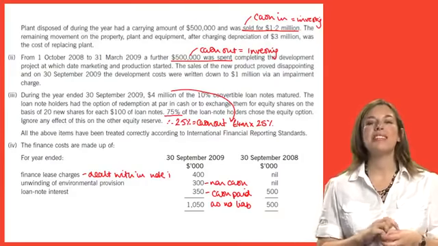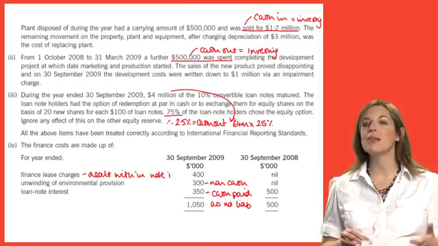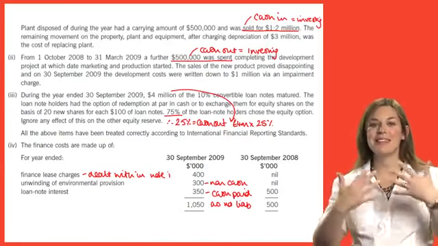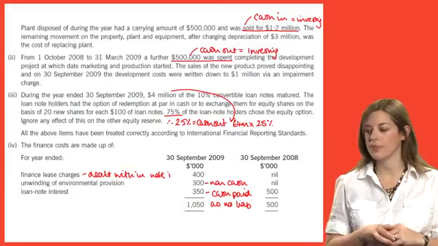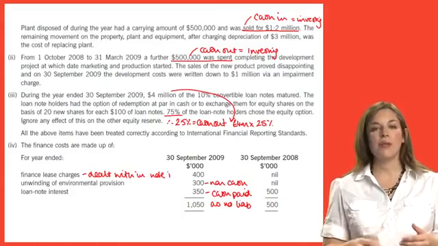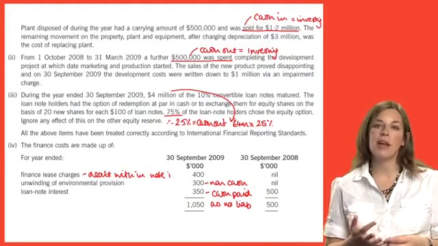Then we move on. We spent 500,000 on development projects. Okay, spent, cash out. So that's also going to go into my investing section. If you carry on then, note 3 talks about the convertible loan notes.